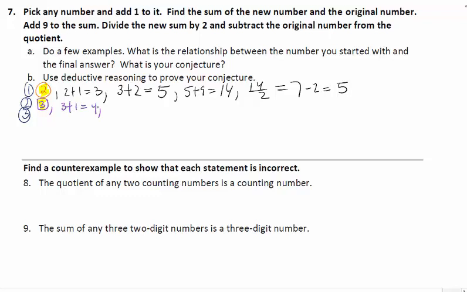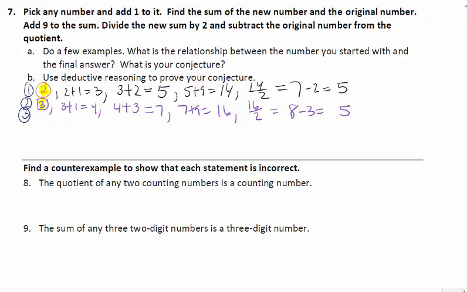We're going to take that new number, which is 4, and add the original number, which is 3, which gives me 7. We now add 9 to that sum, which gives 16. We divide that new sum, 16, by 2. And our last step is to subtract the original number, so I'm going back to the 3 for this problem.